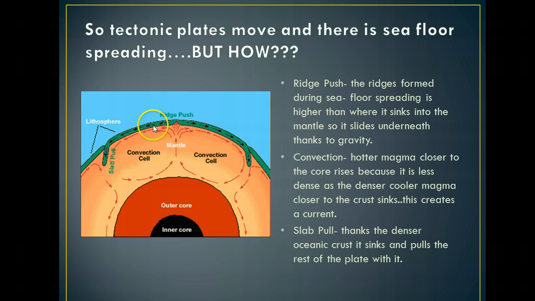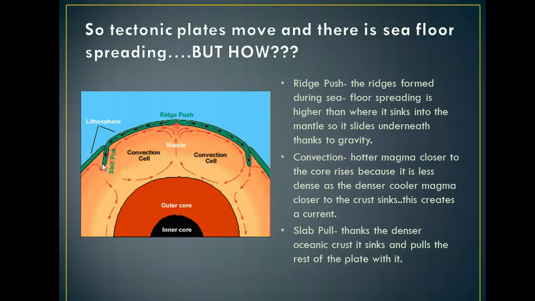So right here you have this ridge. It's kind of like a mountain, and everything slopes down. This picture is not the greatest, but it's going to be higher right up in here compared to over here. So it's going to just push itself underneath. Okay. The second way is with convection.